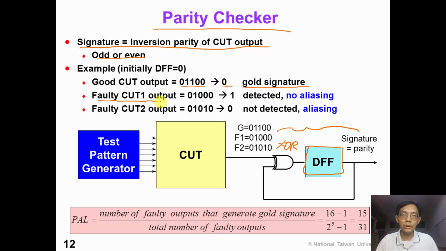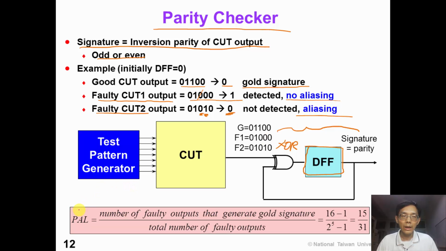However, for faulty CUT number 1, suppose that 1 bit is flipped from 1 to 0. So the inversion parity of this faulty output is 1. We can detect this fault. There is no aliasing. For faulty CUT number 2 output, however, suppose that there are 2 bits flipped. So the inversion parity is the same as the good circuit. This fault is not detected, so we have aliasing.